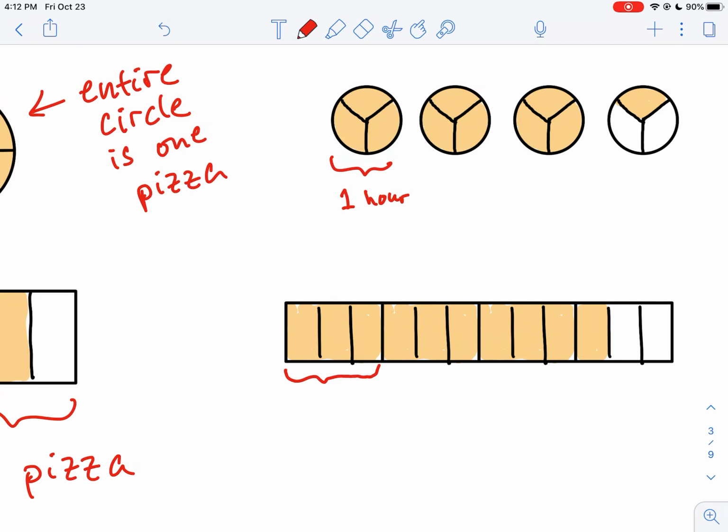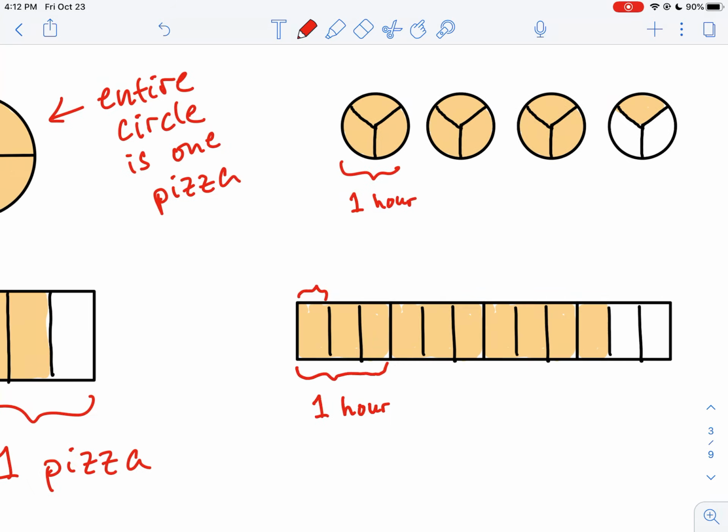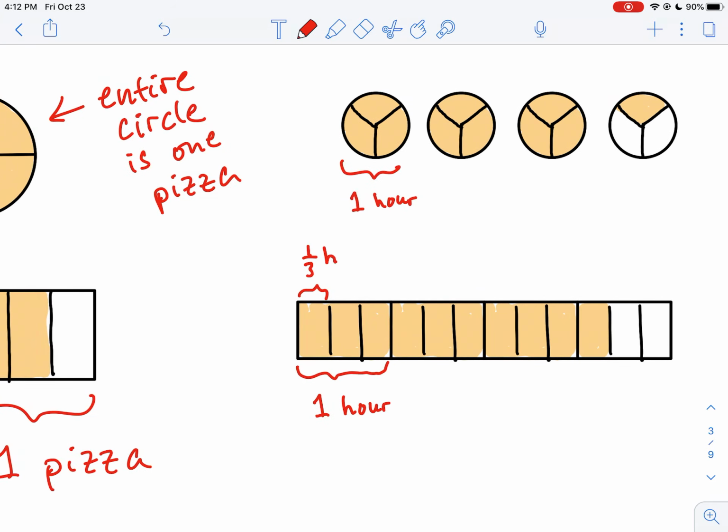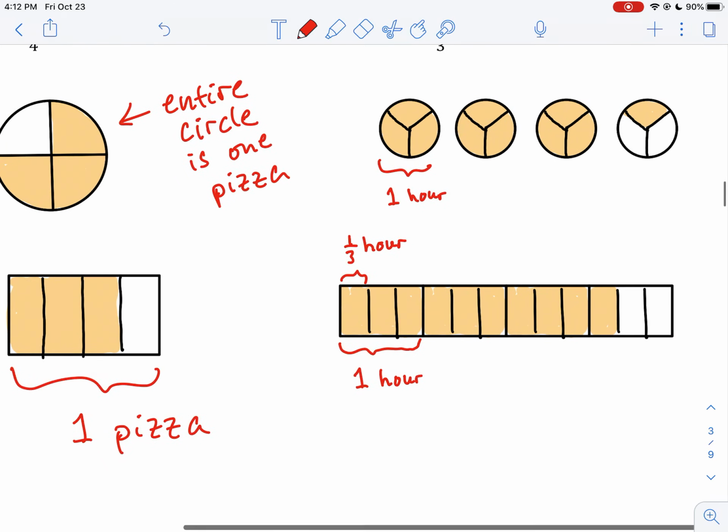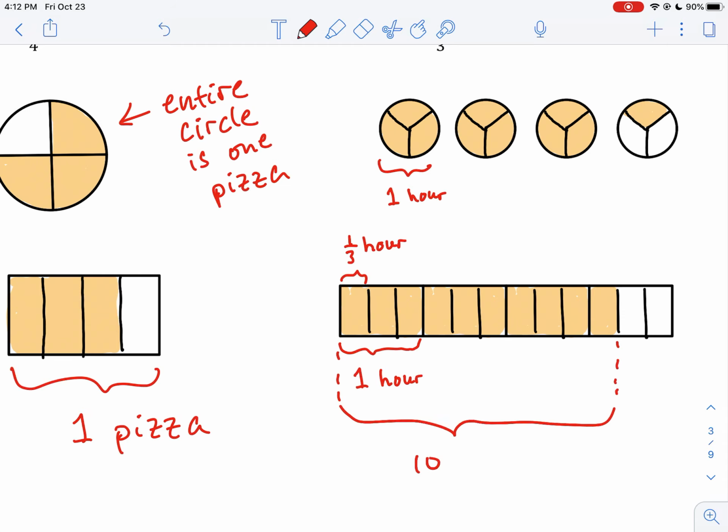So 3 of these was 1 hour. That's the whole. One of those, right, one portion of that is 1/3 of an hour. Or you can say 20 minutes. And so from here to here, therefore, represents 10 iterations of that. And so we have 10 1/3 or 10/3 hour.